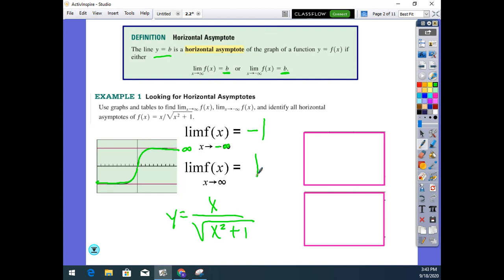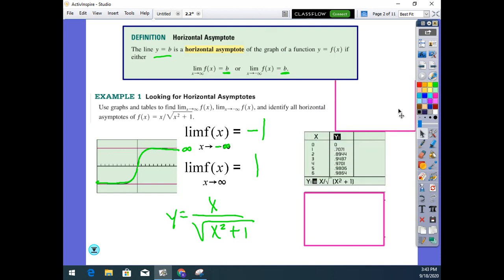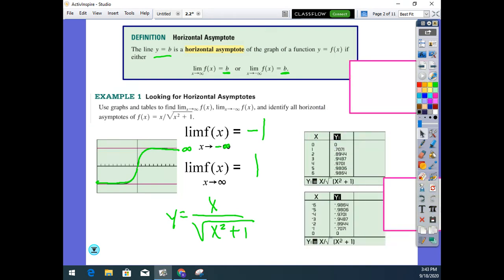If you trace it on your calculator, you could also look at tables. And then these are the tables, and you can see that if you get really, really big, it's going to get closer and closer and closer to 1. The smaller you get, closer and closer and closer to negative 1, sorry. Because the limit of this function is negative 1, y equals negative 1 is a horizontal asymptote. On the negative infinity side of the graph, there's a horizontal asymptote at negative 1.